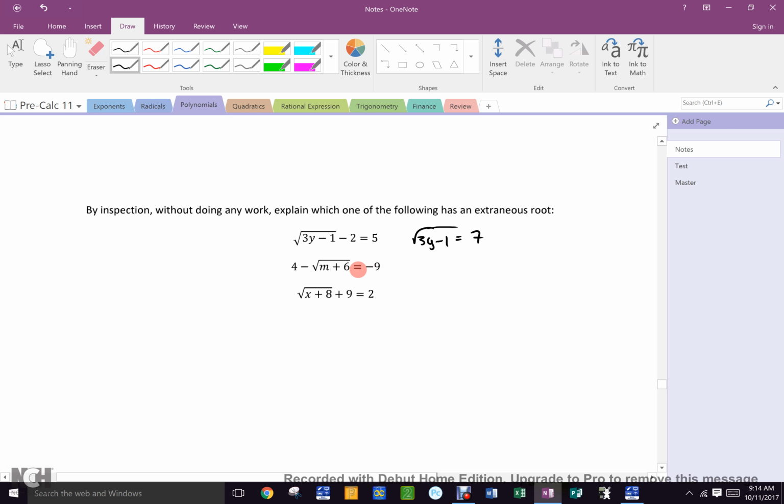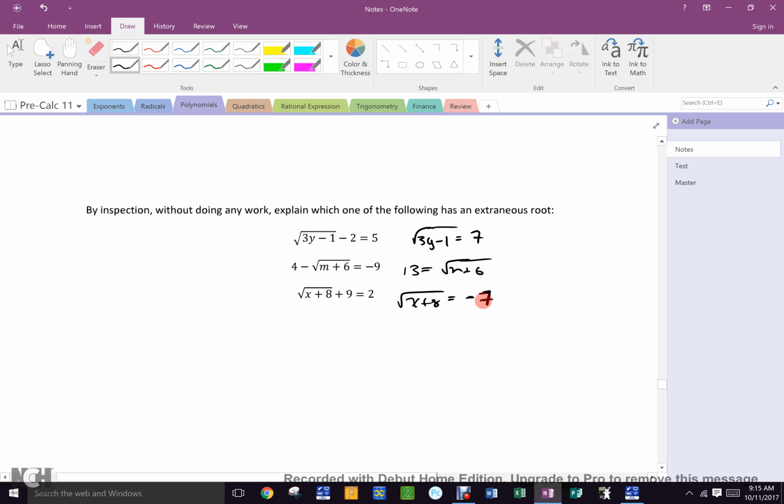What about this one? I would move that 9 to get 13 equals square root of m plus 6. Is that possible? All right, we could just solve that, yes? Okay, what about this one? Root x plus 8 would equal what? Negative 7. Is that possible? Why? Can't have a negative answer there, can you?